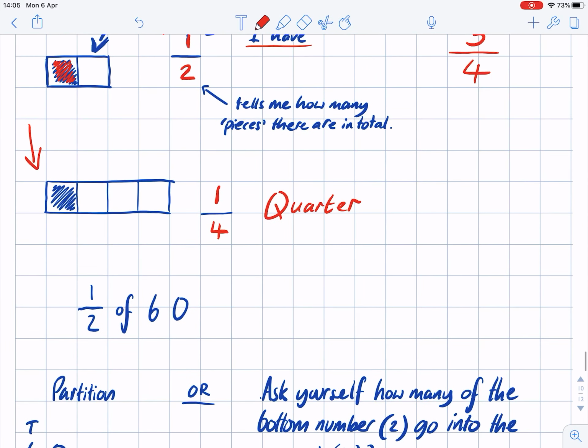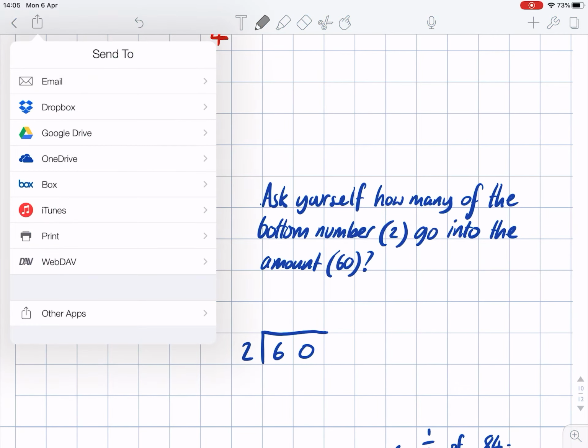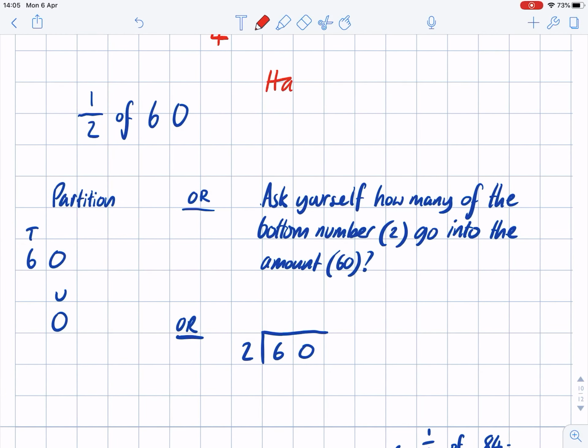But if I go for this example here, now we're looking at a fraction of an amount. So half of 60. If I write it in words, half of 60. Most of you probably know half of 60 straight away, but there are three different ways of working it out. There's partitioning, which is what we're going to focus on today, where I partition my tens and my units. What's half of 60? It's 30. What's half of 0? Well, it's 0. And I add those together. So half of 60 is 30.